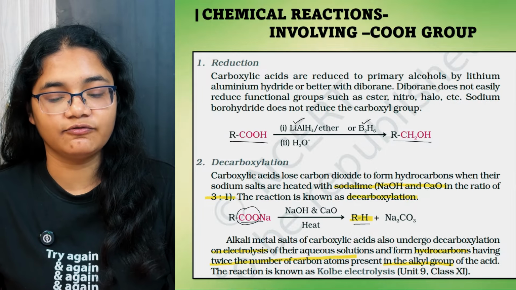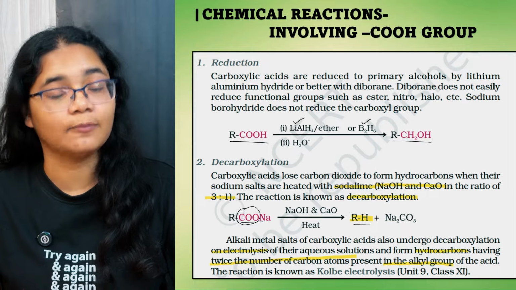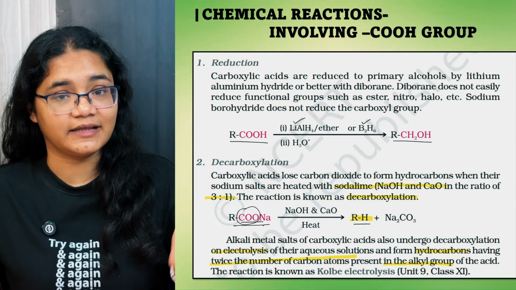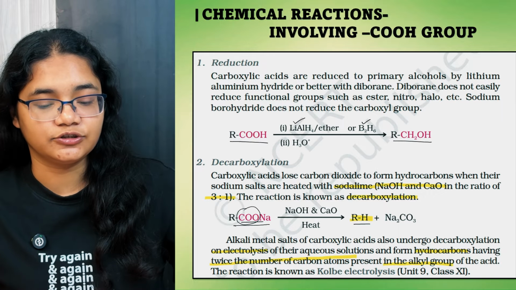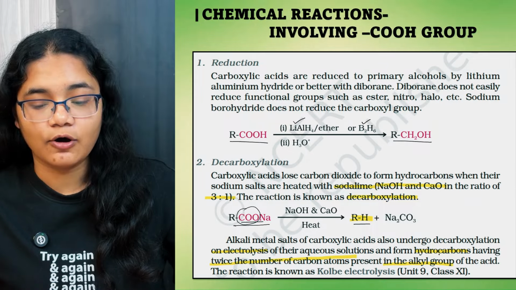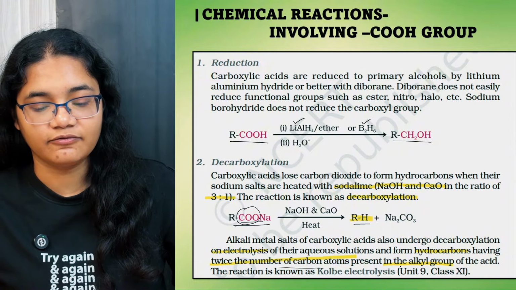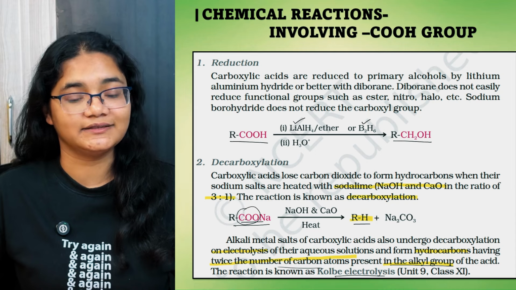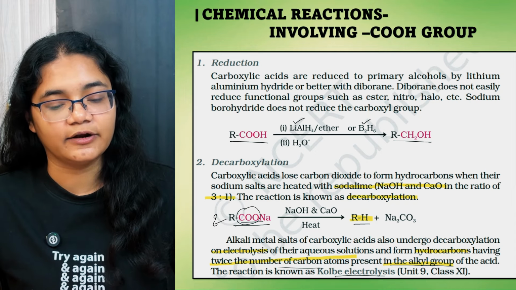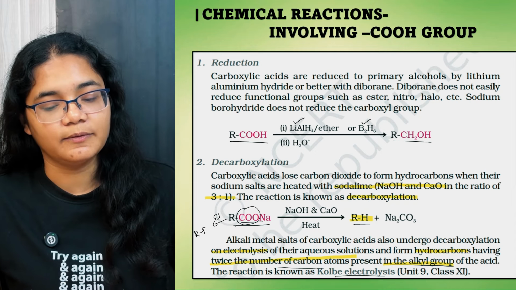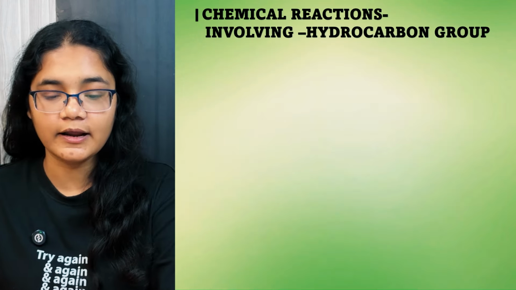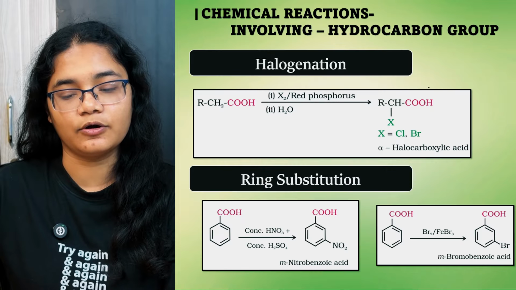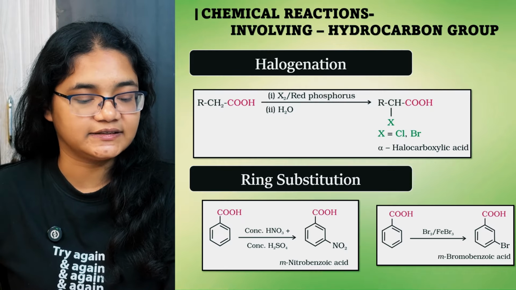Alkali metal salts of carboxylic acid undergo decarboxylation even on electrolysis. Okay, if you take this and do electrolysis, there also you will get decarboxylation reaction and form hydrocarbons having twice the number of carbon atoms present in the alkyl group, and this reaction is known as Kolbe's electrolysis. So if I take this one and do electrolysis, then the product formed will be RR. Clear?